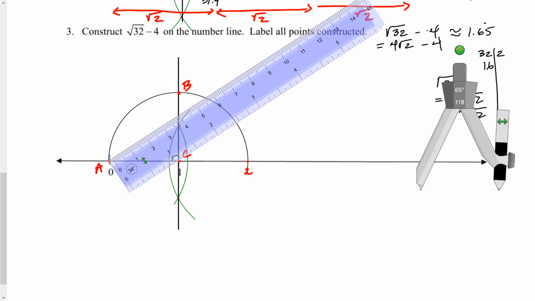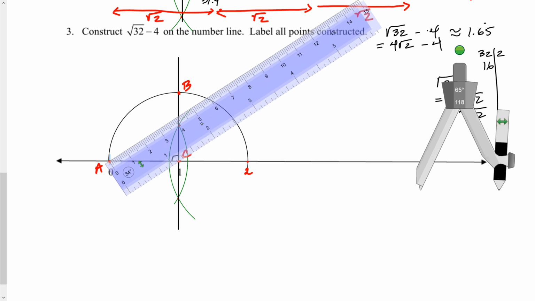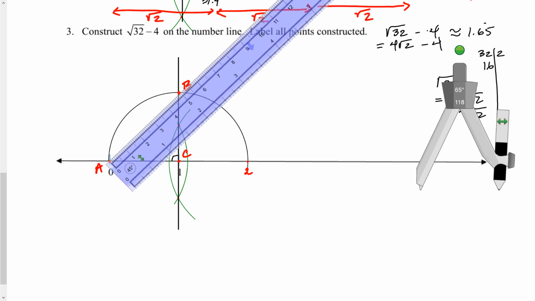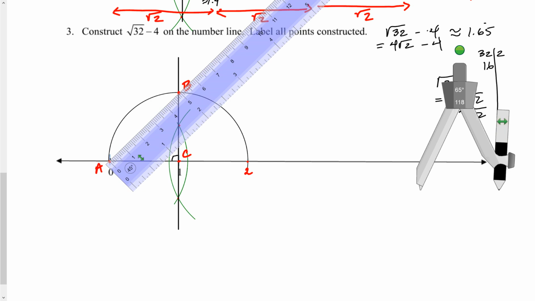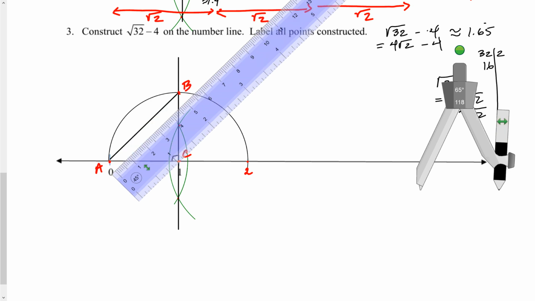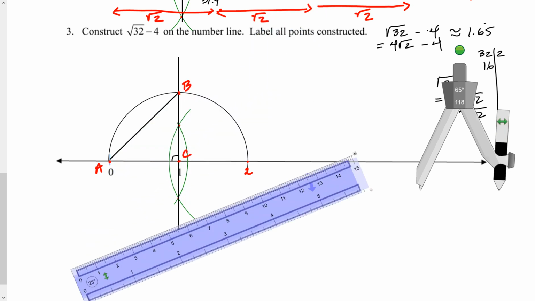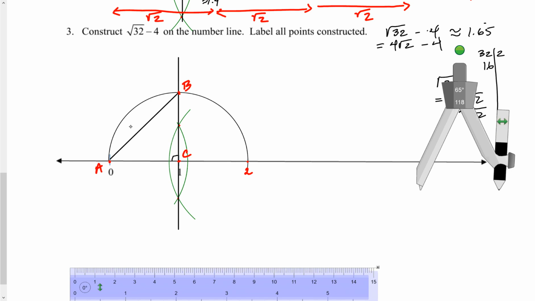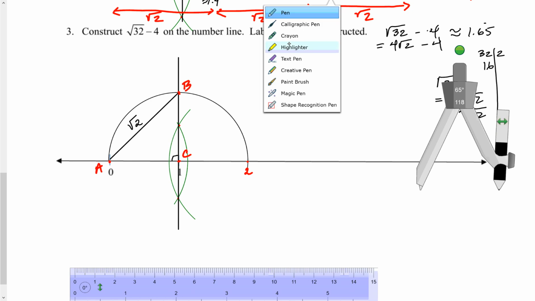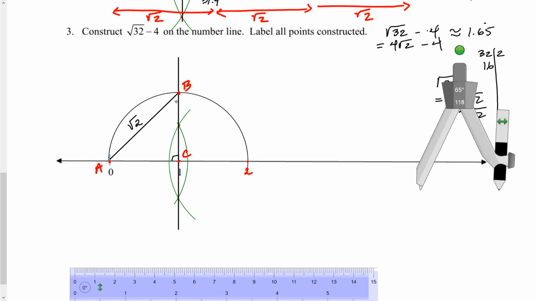So bring it over my straight edge here and connect A and B. Line it up, be exact. There you go. All right, I just constructed root 2 again, so let's label that. The hypotenuse on an isosceles right triangle is root 2. Let's just highlight the triangle in this one. I forgot to do that earlier in the previous one.